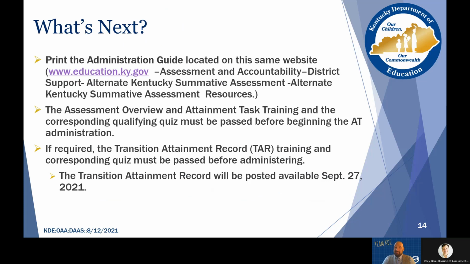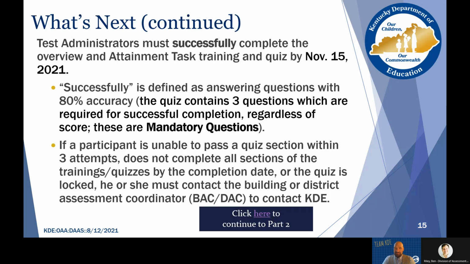So what happens now? Well, if you haven't already printed a copy of the administration guide provided along with this training, please do so now. If you have students in grades 11, 12, or 14 who need to take the TAR, that training will be released on September 27th. Anyone planning to administer the alternate Kentucky Summative Assessment this fall or in the spring must complete this training along with Part 2, which will follow.